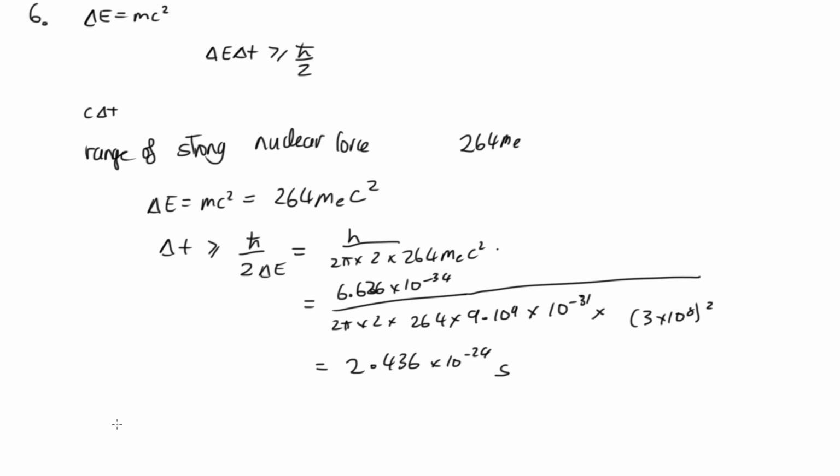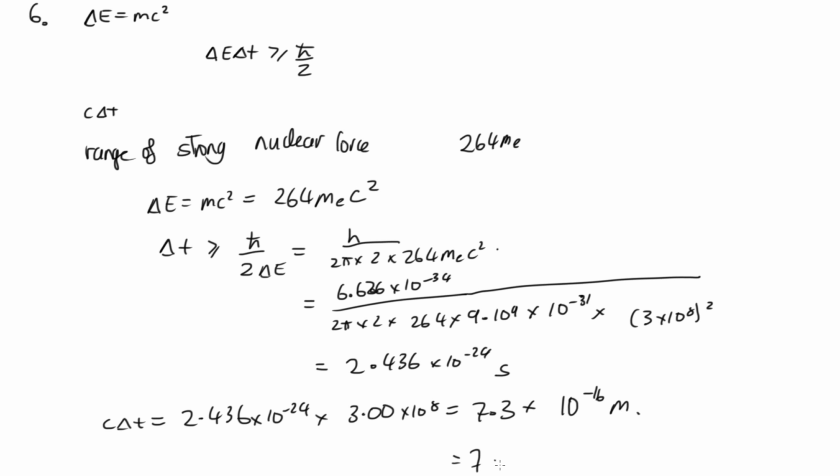So now to get how far they go, they travel a distance c delta t, and that's at most. And so we multiply this by 3 times 10 to the 8. And we get 7.3 times 10 to the minus 16 meters. We should probably just give it to one significant figure as there's lots of uncertainty here. So it can go 7 times 10 to the minus 16 meters, and so that's roughly the range of the strong nuclear force.